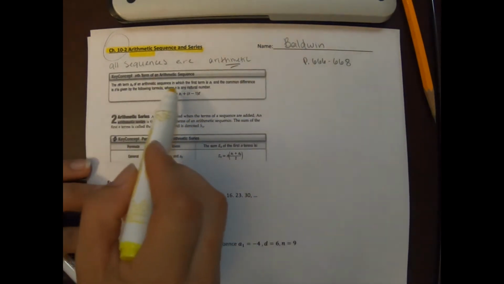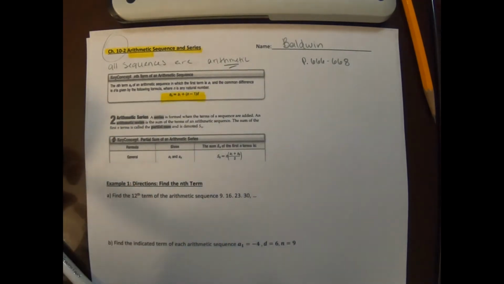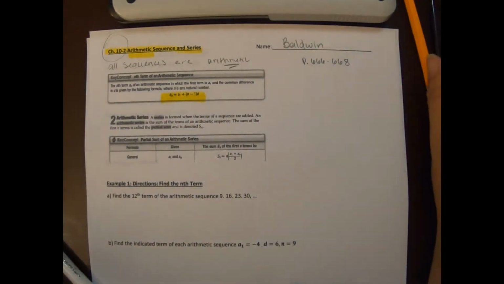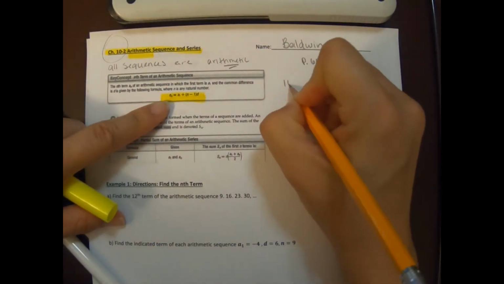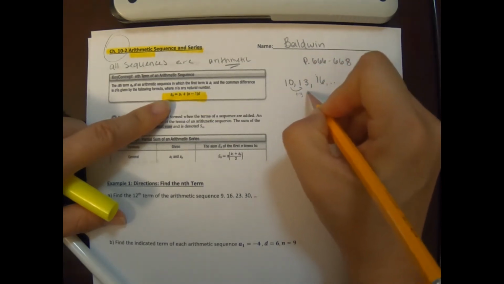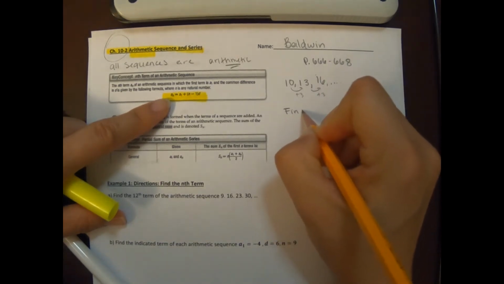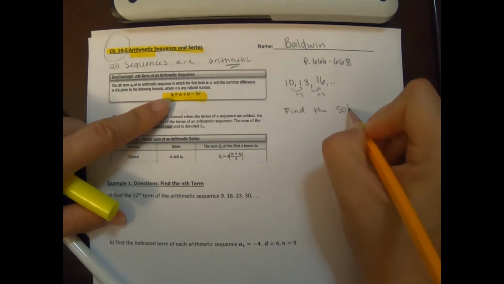The formula for an arithmetic sequence is given here. So this formula is really helpful if you're asked to find some number in a sequence. So I'll give you an example. Let's say we have a sequence 10, 13, 16, ... We can see that this is going up 3 and up 3. What if I asked you to find the 50th term? You don't want to have to count 3 50 times, so you use this formula.